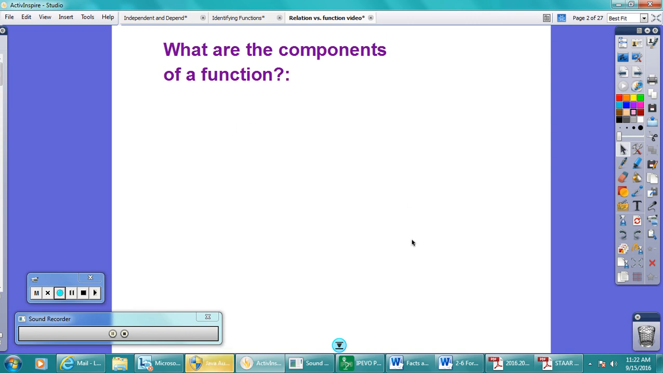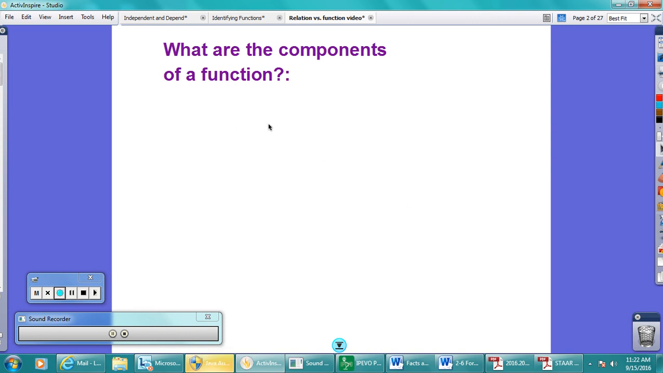First of all, what are the components of a function? Okay? First of all, we need to see what the components of a function are. Well, first of all, a function has to have an independent variable. That's the x value. That's the input value. We've talked about independent and dependent, so it keeps leading up. We're building on independent and dependent.